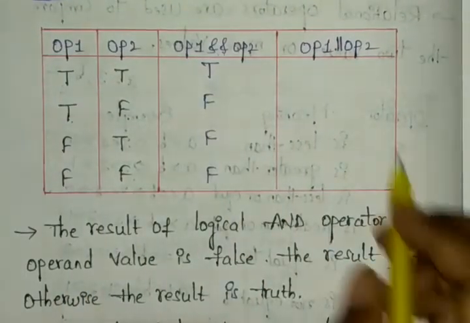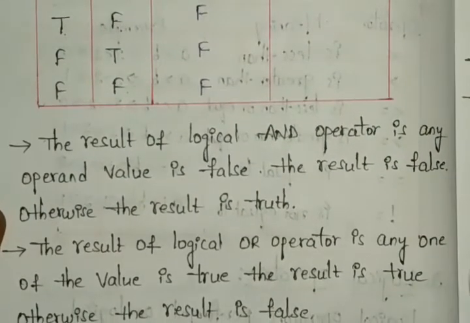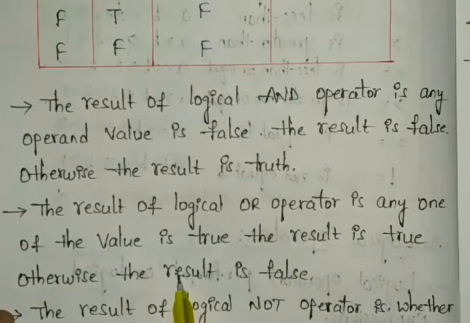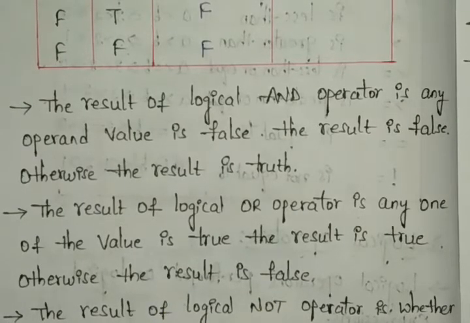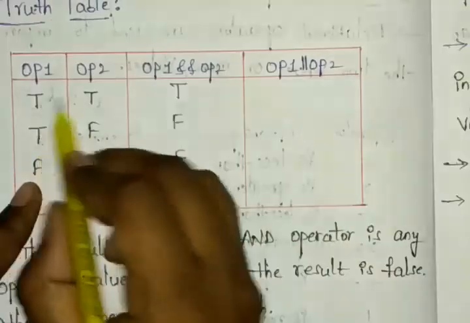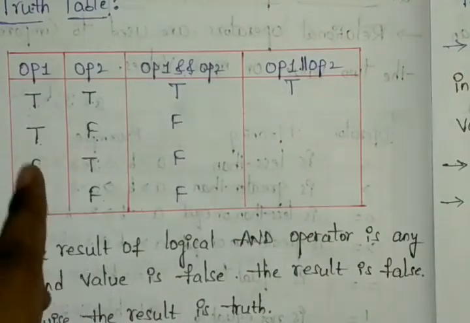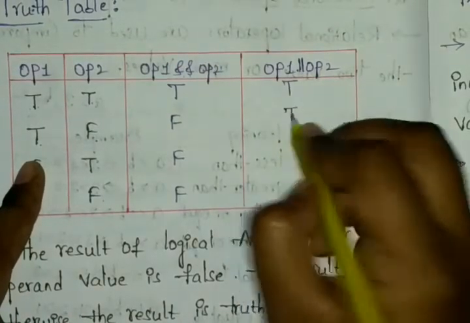And next we have the OR operator. The result of the logical OR operator is true if any one of the values is true. At least any one of the values needs to be true, then you will get the result true. Otherwise it shows the result is false. Let's check how it will be. True and true, yes, it will be true. True and false: at least only one is true, right? So here we have one true, so then it makes the true value.